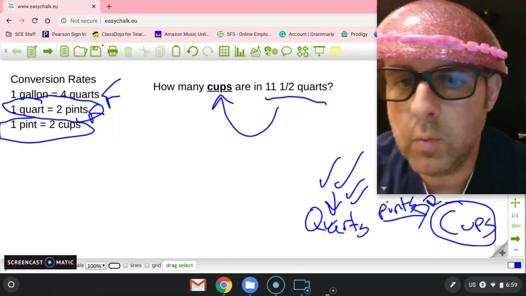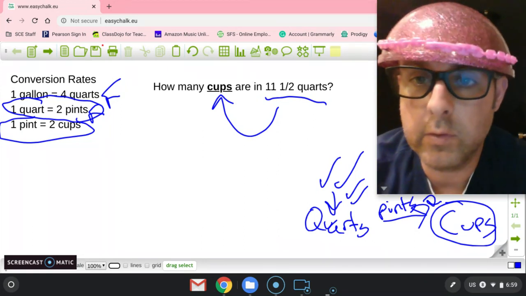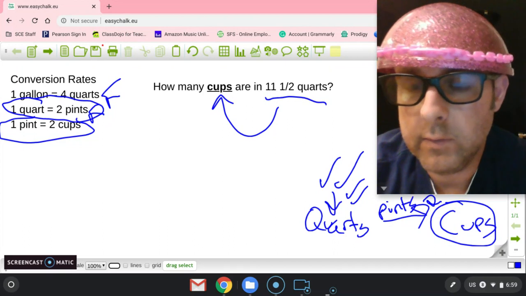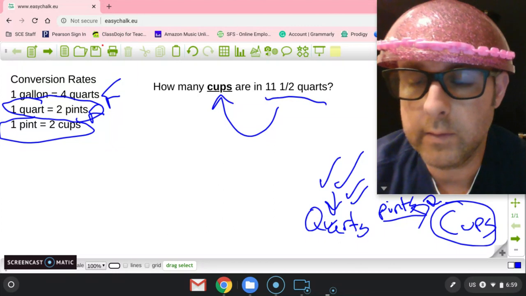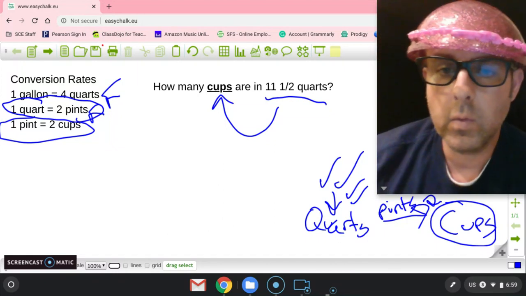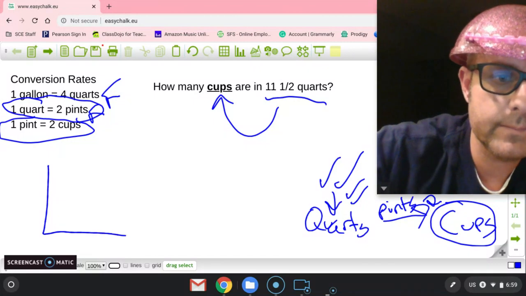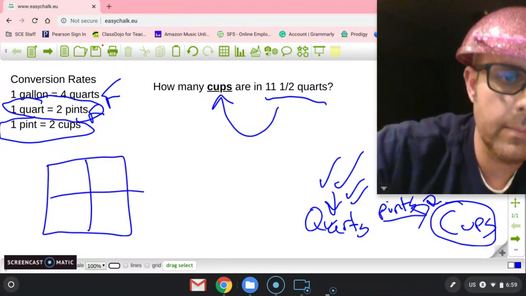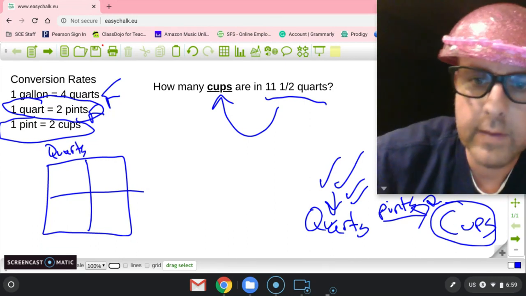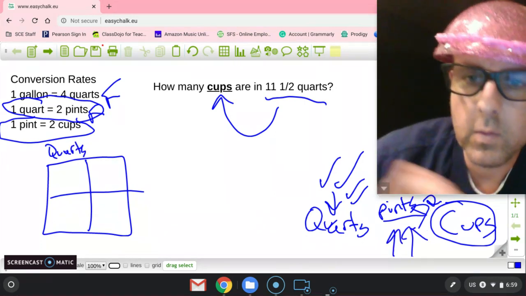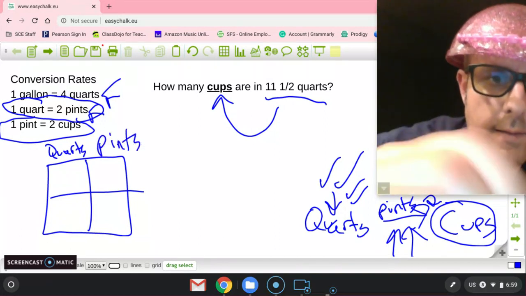Now, I know some of you all can go ahead and do those conversion rates in one step. I'm going to show you two steps today just so that you can see how to use this conversion rate without skipping a step. So what did we start with? We started with quarts. So I'm going to draw my box, and I'm going to label it quarts. And the first step says I have to turn quarts to pints. So this quarts is going to be with pints.